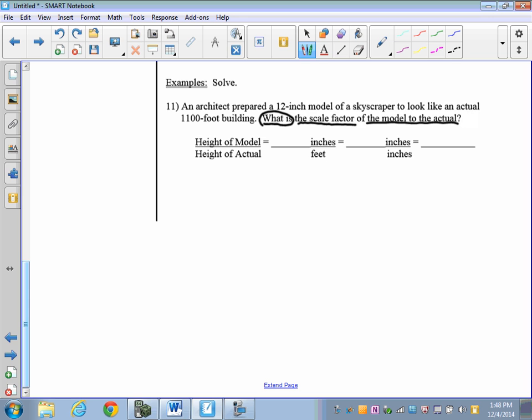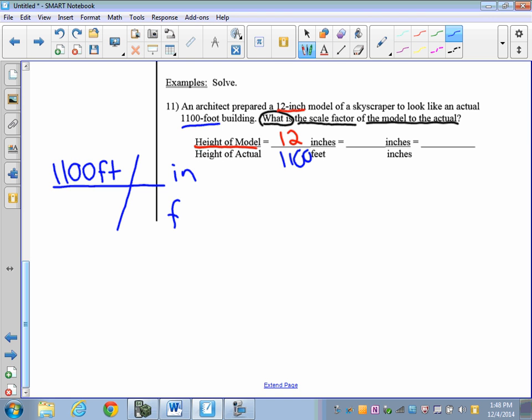So we're given this right here. So the height of the model was 12 inches. The height of the actual is 1,100 feet. I need to convert 1,100 feet into inches. So how many inches are in a foot, or how many feet are in an inch? We should know that 12 inches are in 1 foot.